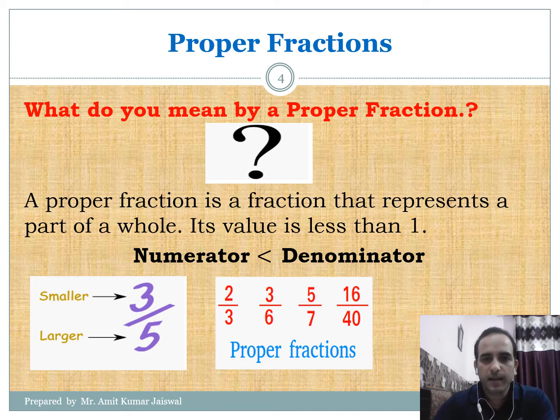All these are examples of proper fraction: 2 upon 3, then we have 3 upon 6, 5 upon 7, then we have 16 upon 40. All these are the examples of proper fractions where numerator is lesser than the denominator. So now I hope that you got the clarity of proper fractions with example and its definition.